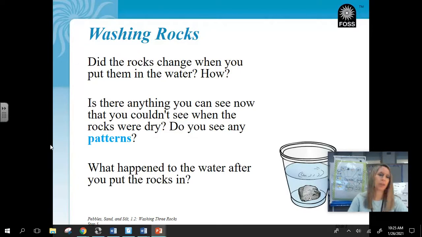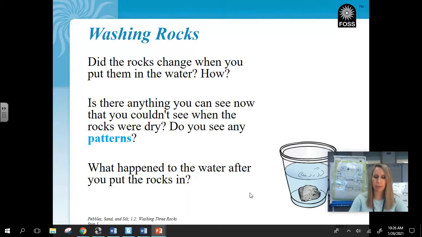So what you're going to be doing today is take the rocks you have at home. I'll use the ones I have here and show you. So I've got some water, and you can get some water at home in a cup. And we want to think about this. Here are our questions. Did the rocks change when you put them in water? How? So I'll let you see mine up close. Is there anything you can see now that you couldn't see when the rocks were dry? Do you see any patterns? What happened to the water after you put the rocks in?